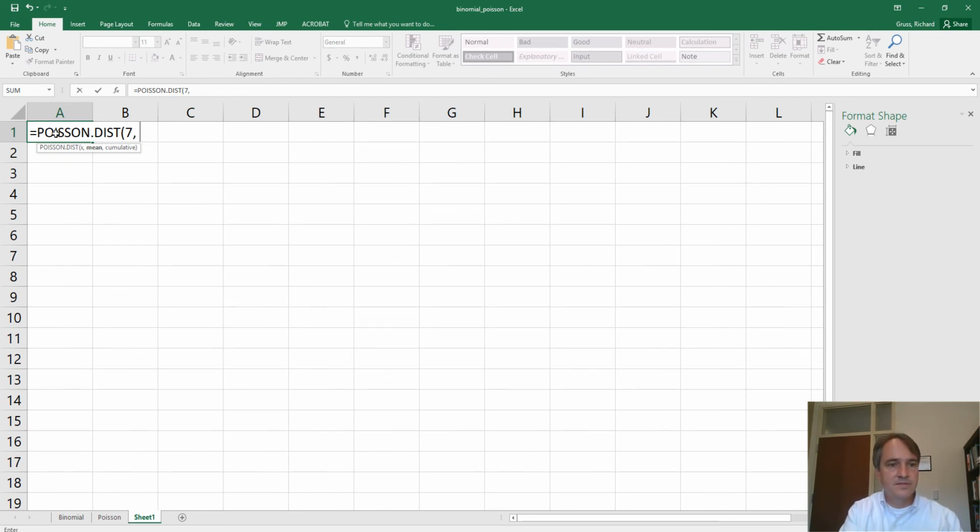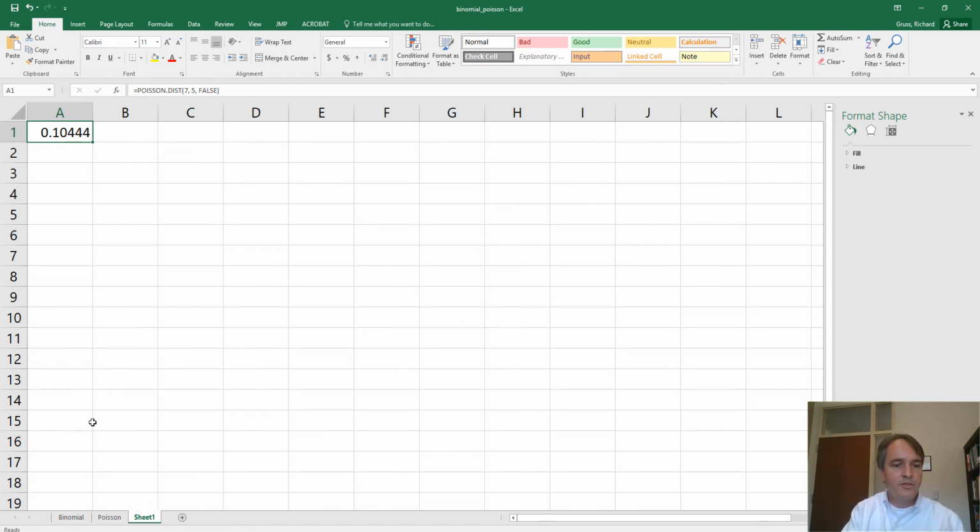So our mean is 5, and cumulative. So remember this, if we say false here, this is going to give us the PDF. So we'll say false, and we see that it is the same answer. Okay, so Poisson dist is the same as the Poisson PDF.